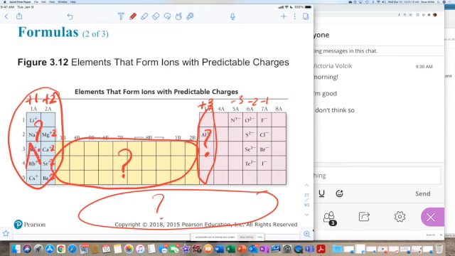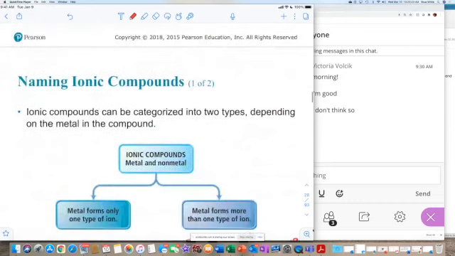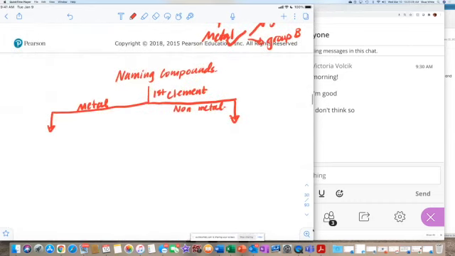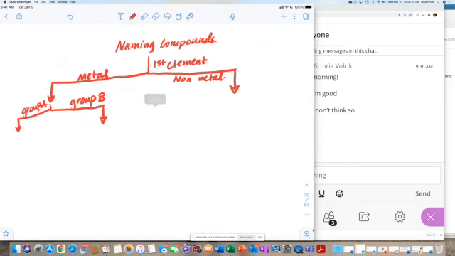Okay, remember these are the A's and these right here are the B's, because the way you name those makes a difference. So you could have group A, or you could have group B. Okay, so with the time I have right now, I'm going to focus on group A and group B metals.